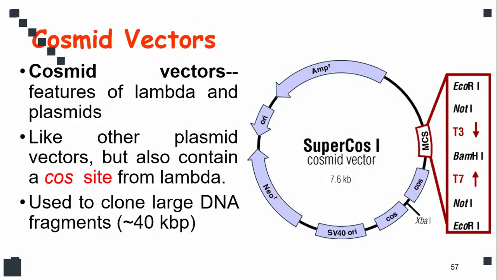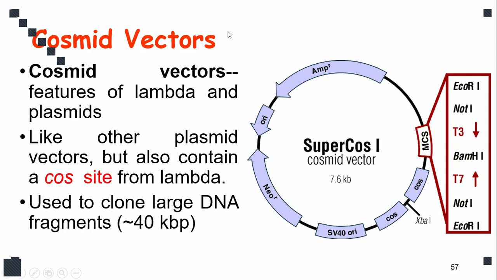The other vector, which we quickly mention, is what is called the cosmid vector. The cosmid vector features lambda and plasmid, that's why the name is called cosmid. Like other plasmid vectors, but it also contains a cos site, a naturally occurring cos site, that's cohesive site. Usually they are used to clone larger fragments, approximately 40 kb.